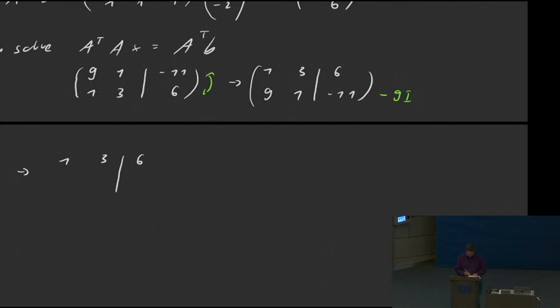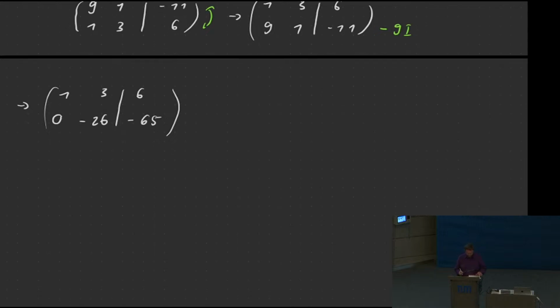And that gives me, let's see, a 0 here. 9 times 3 is 27. 1 minus 27 is minus 26. And 9 times 6 is 54. So I have minus 11 minus 54. That is minus 65. Is that right? Good. Should bring a pocket calculator for those lessons.